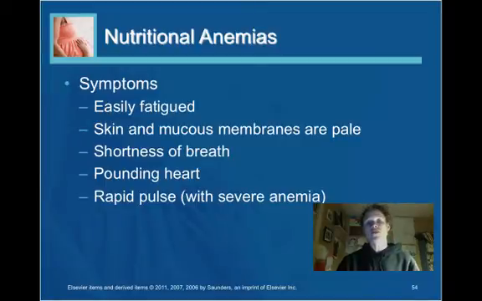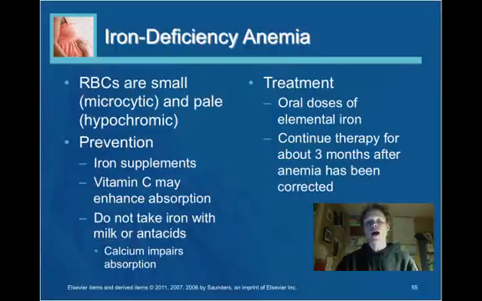What are some symptoms of the nutritional anemias? Fatigue, mucous membranes are pale, shortness of breath, pounding heart, rapid pulse. Iron deficiency anemia, like I mentioned, red blood cells are small, so they're what's called microcytic, and they're pale, so they're hypochromic. How do we prevent it?